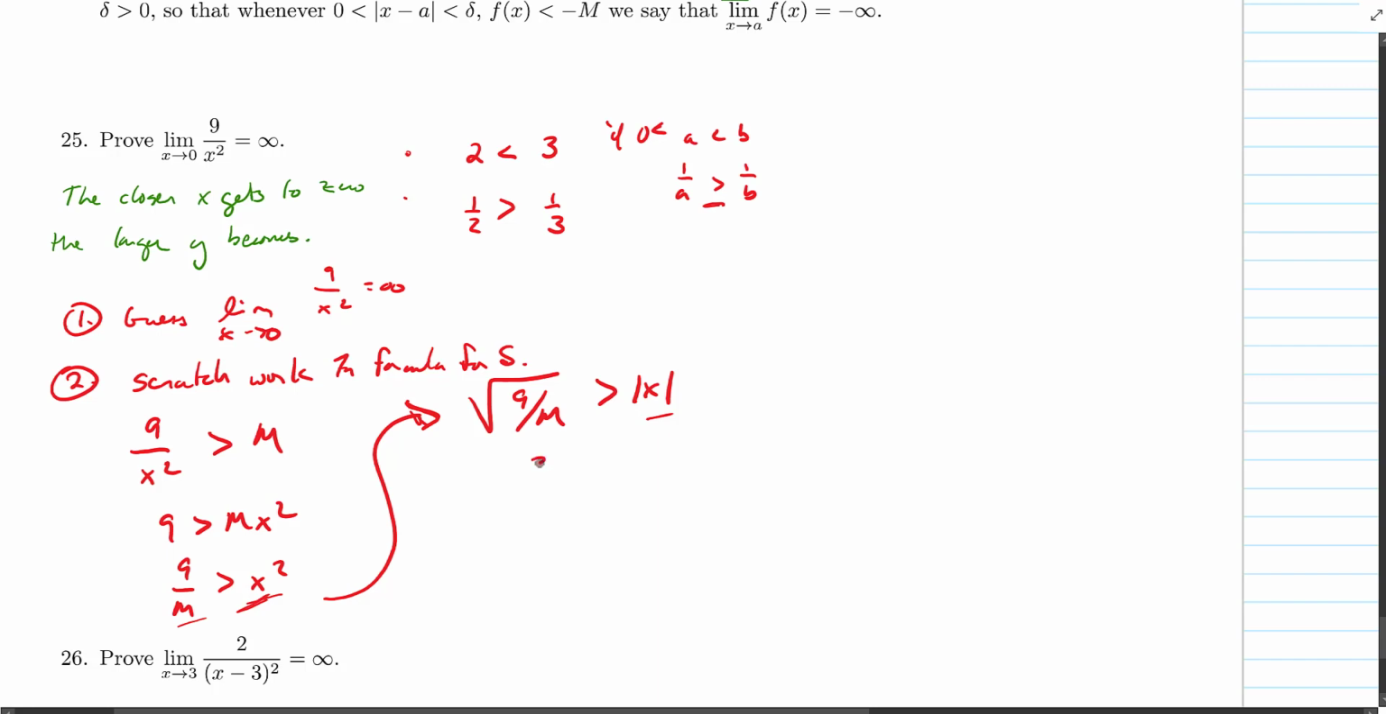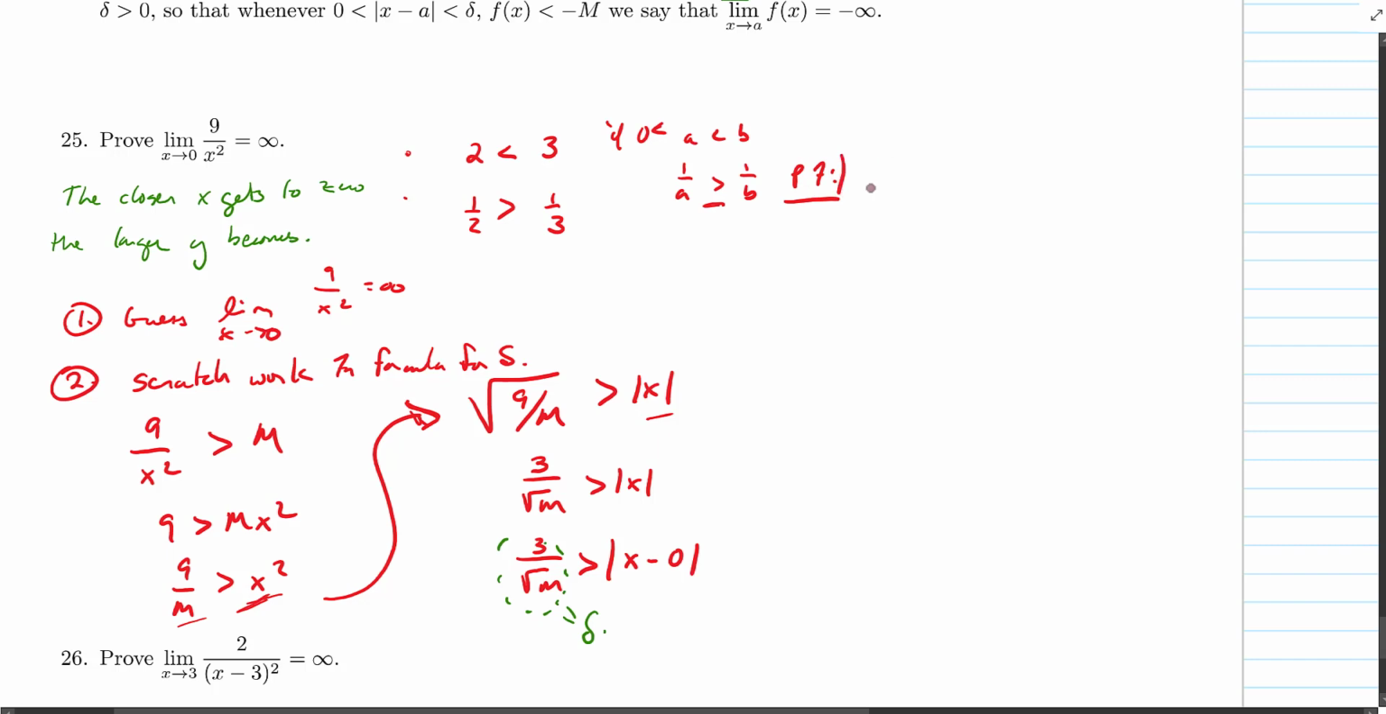So this simplifies to 3 over the square root of m needs to be greater than the absolute value of x. And my last little step is to say 3 over the square root of m needs to be greater than the absolute value of x minus 0. And this right here is going to be the formula for delta in the proof. So now we're ready to do the formal proof.